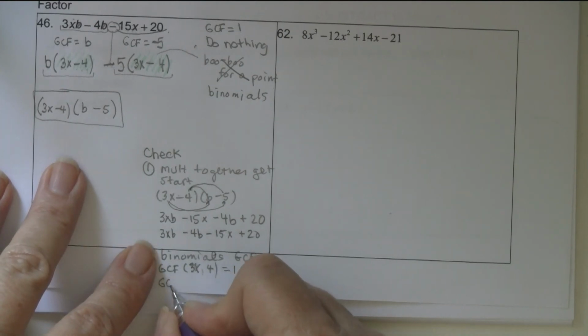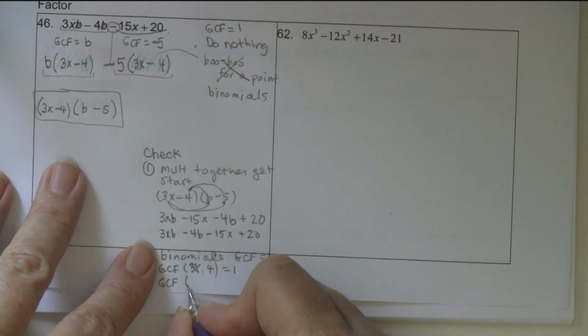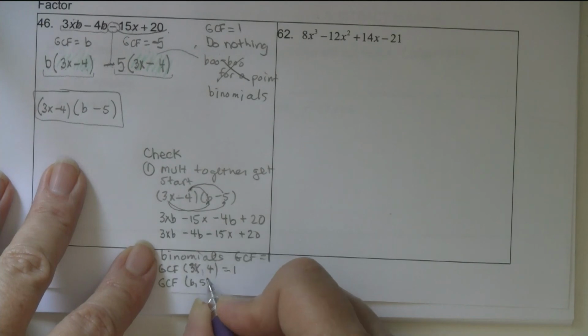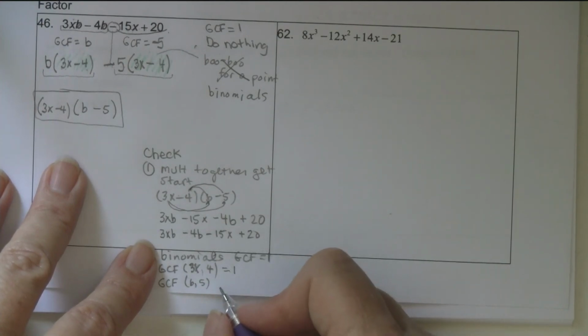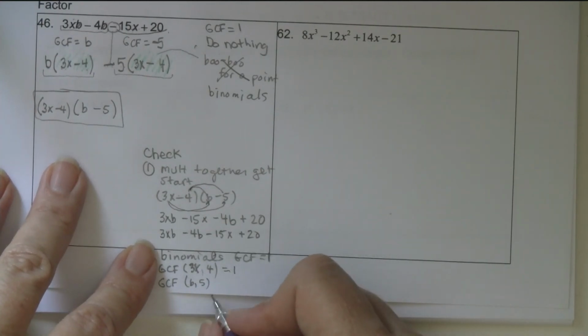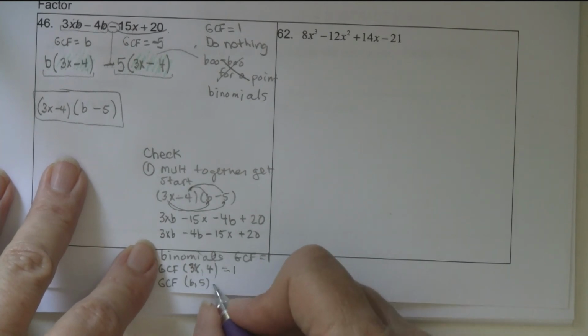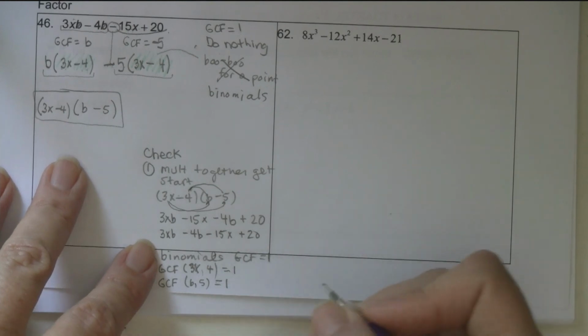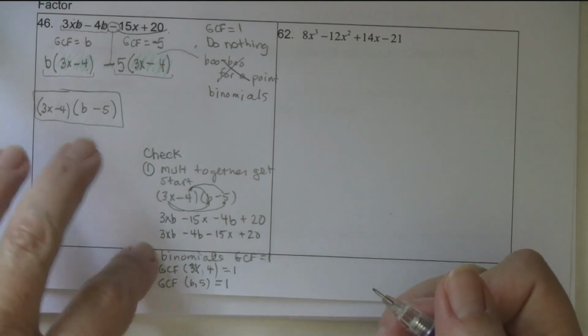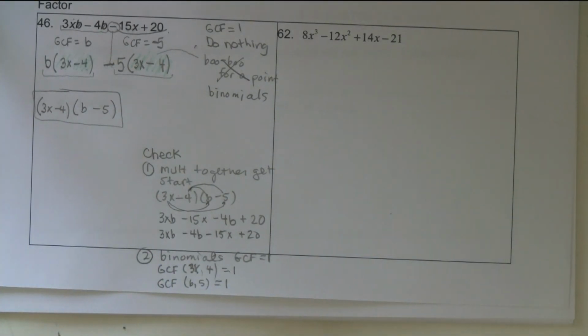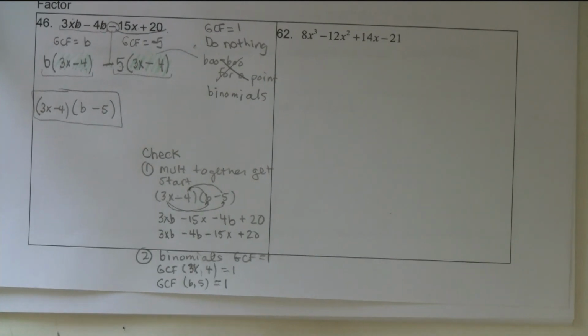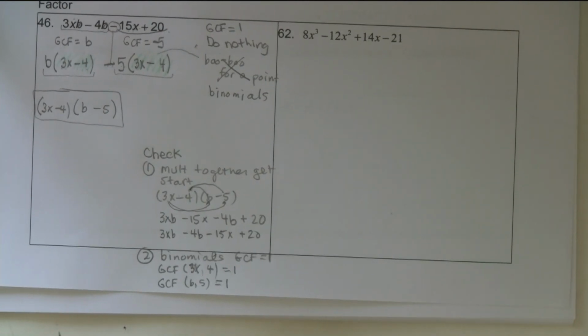And I want to also make sure that the greatest common factor between b and 5, doesn't matter if I said b and negative 5, it does not matter at all. So it's just the numbers. What do they have in common? Well, one's a b and one's a 5. They don't have anything in common except for 1. 1 divides into b, 1 divides into 5. I'm looking at what divides into both. The only thing that divides into both is 1. So my binomials have no greatest common factor other than 1. And I want to make sure of that, because if they did, I'm not done.